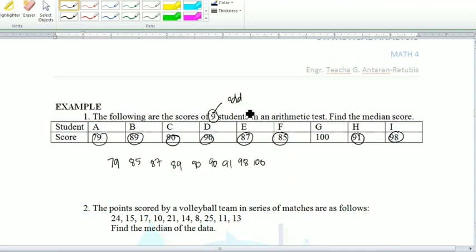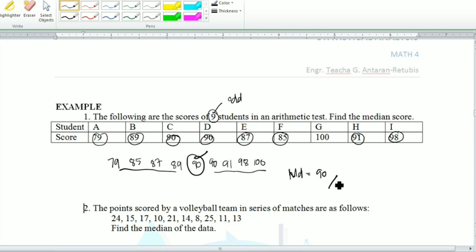Now when it comes to an odd number, how do we determine the median? So simply, it's whatever is the middle one. Okay? So, with 9, if you divide it in the middle, what will be our median? So obviously, 4 on one side, 4 also on the other side. So our median here is 90. So, in this case, median is MD class, MD is 90. So, this is the answer already for example number 1. Okay? No formula.